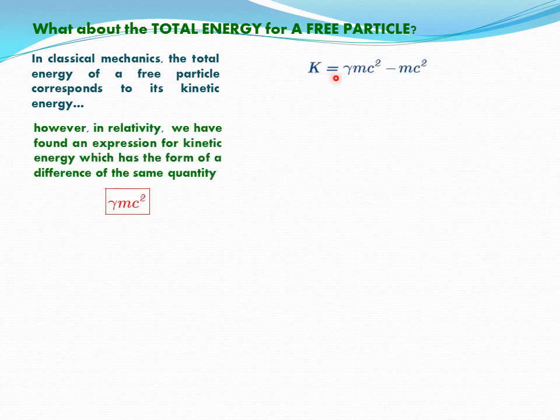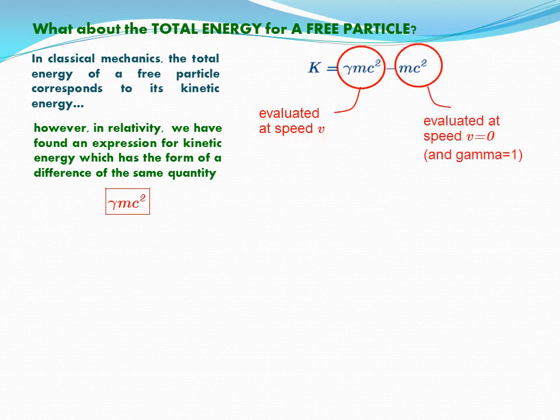So far for the kinetic energy of a point particle, but what about the total energy of a free point particle? In classical mechanics, the total energy of a free particle corresponds to its kinetic energy. However, in relativity, things go differently, since we have found an expression for kinetic energy which has the form of a difference of the same quantity gamma mc squared, namely, this is the quantity gamma mc squared evaluated at speed v, and this is the same quantity evaluated at speed v equals 0 and gamma equals 1.